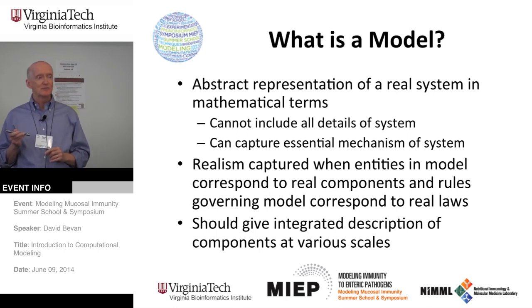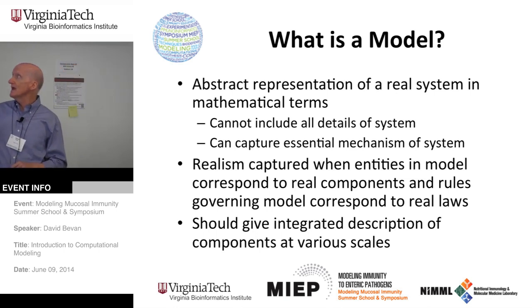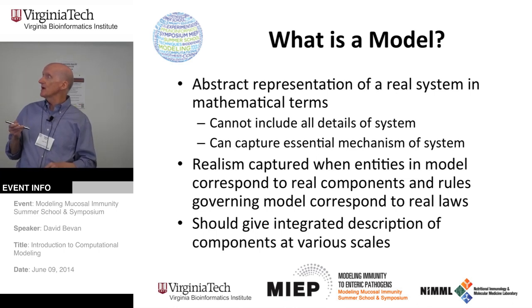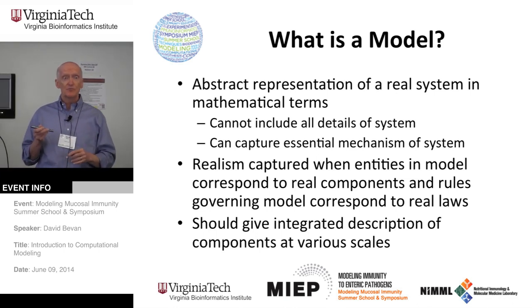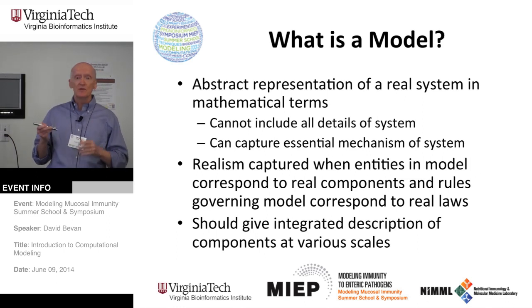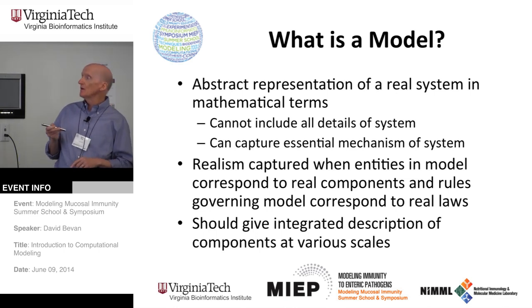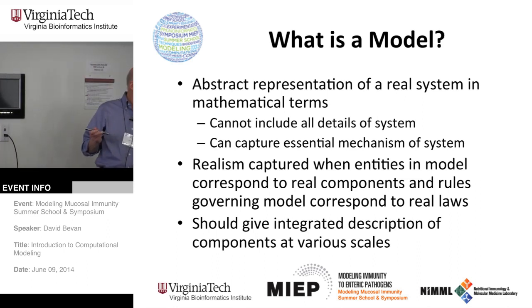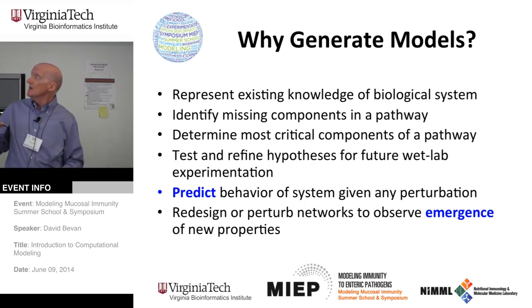Now, in terms of the realism, when I say abstract, it could get relatively abstract and you would lose some of that realism. But you can capture the realism when the entities in your model correspond to real components that you're measuring experimentally, and the rules that govern how things are interacting actually correspond to real laws rather than something more abstract. Again, you'll learn that through examples and through some of the hands-on sessions. Ultimately, what you hope to get is an integrated description of various components and also at various scales. We'll talk a little bit about multi-scale modeling today, but then in much more depth later in the week. So why do we do this?